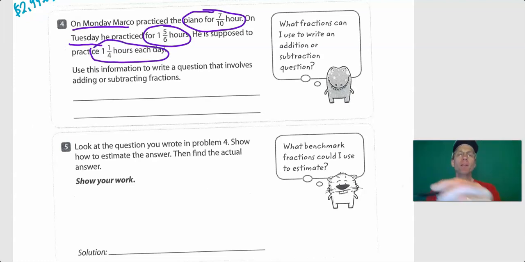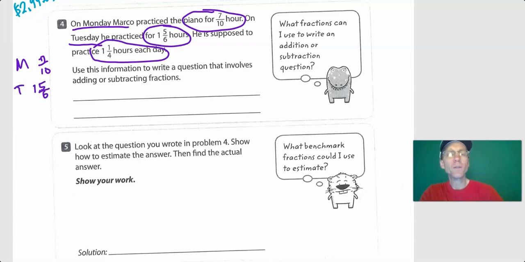Okay, so Monday, he did 7/10. Tuesday, he did 1 5/6. He's supposed to practice 1 1/4 hours each day. So we're supposed to use this information to write a question that involves adding or subtracting fractions. So you could do several things.